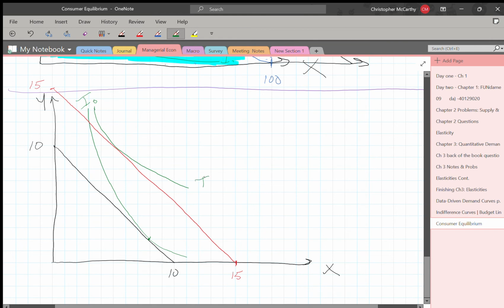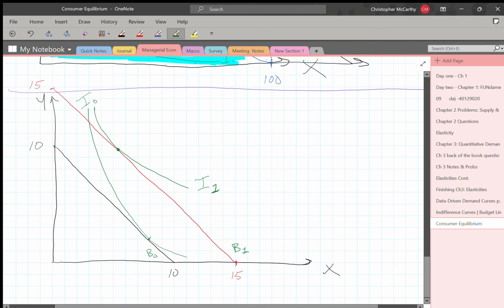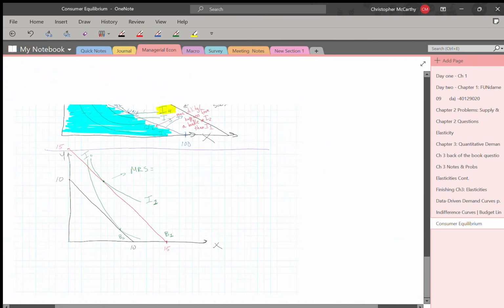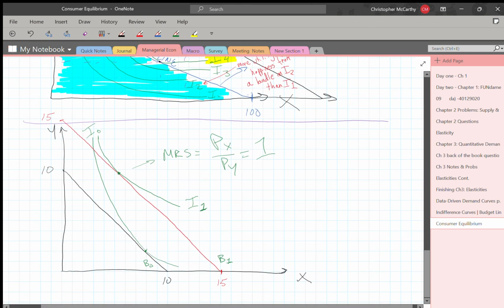That's my I1, right? And then this is my B1, and then this is my B0 for the budget line. And so now we're at this new equilibrium, where the MRS, which has to do with the slope of the indifference curve, is equal to the market rate of substitution, which has to do with the slope of the budget curve. So they're both going to be equal to 1 at this point. So we know that my MRS is equal to PX over PY, which is all equal to 1. Or negative 1.